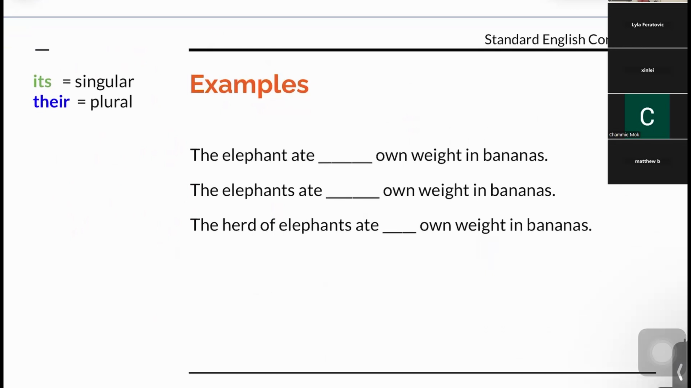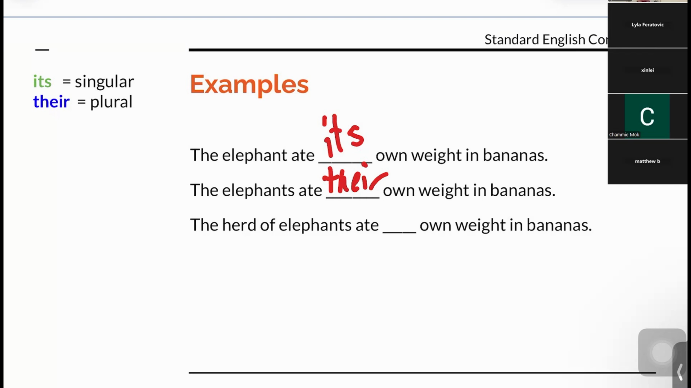So just a quick practice round of replacing nouns with pronouns. So I'll just fill in these. The elephant ate its own weight in bananas. That's easy. The elephants ate their own weight in bananas. The trick that they're going to play on you, though, in the SAT is in a situation like this final sentence. The herd of elephants ate blank own weight in bananas.